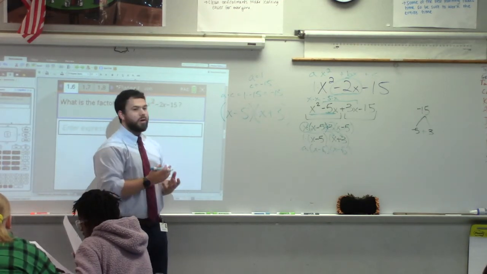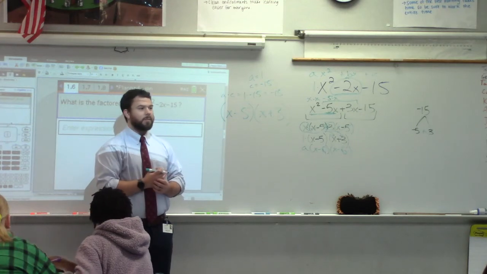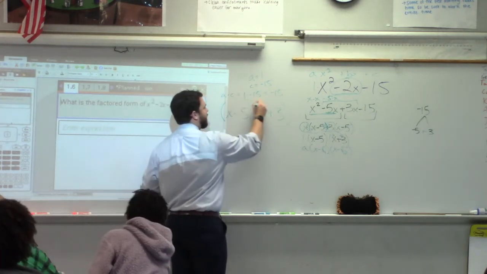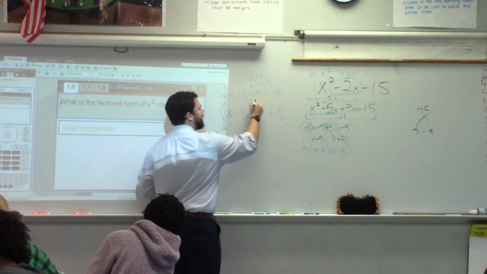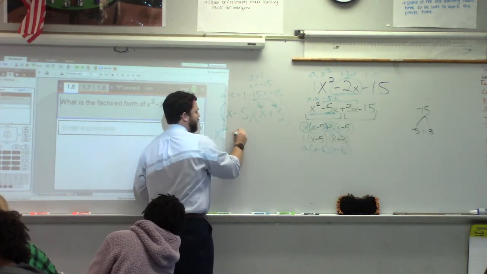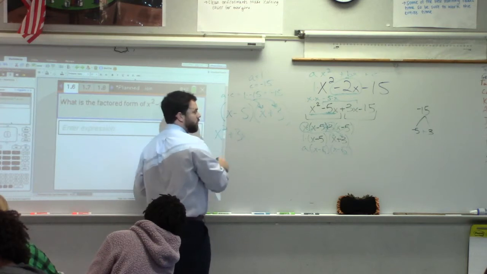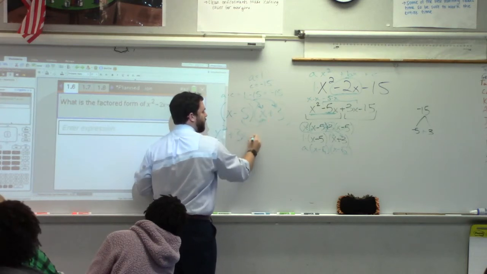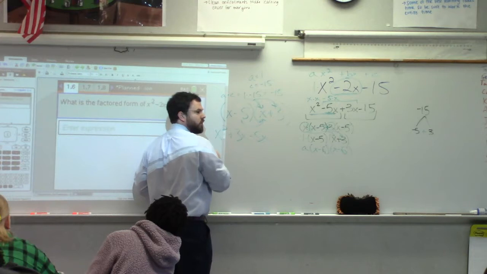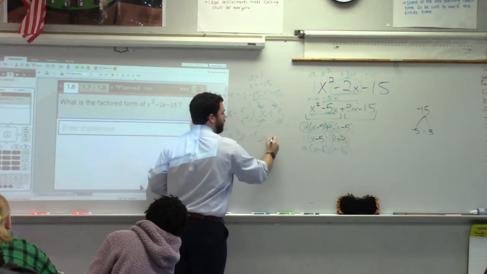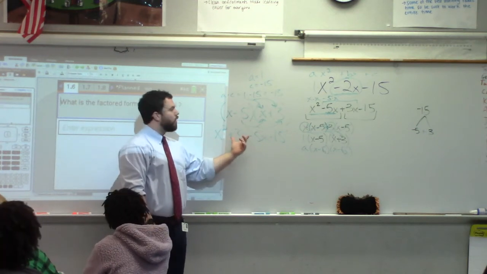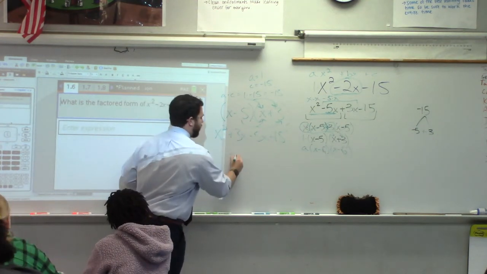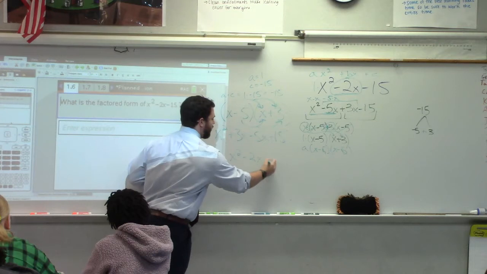Distribute. I want you to notice this, because I think it's going to help. When we distribute, I do x times x, right? That gives me x squared. X times a positive 3 gives me plus 3x. Negative 5 times x gives me negative 5x. And negative 5 times 3 gives me negative 15. From there, we get x squared minus 2x minus 15.